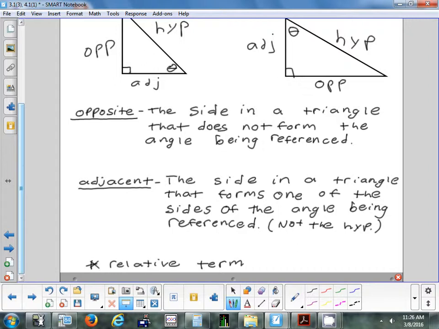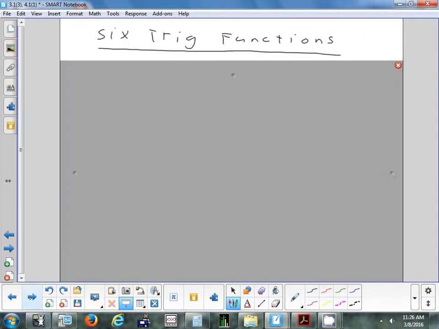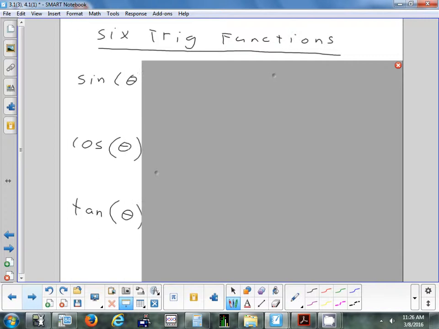All right, so now that we have those two terms with hypotenuse, we can write the definitions of our 6 trig functions, just like we did last week. But now we're not using x's and y's, we're using opposite and adjacent. Does anybody know the definition of sine using the terms opposite, adjacent, and hypotenuse? Opposite over hypotenuse. Good.